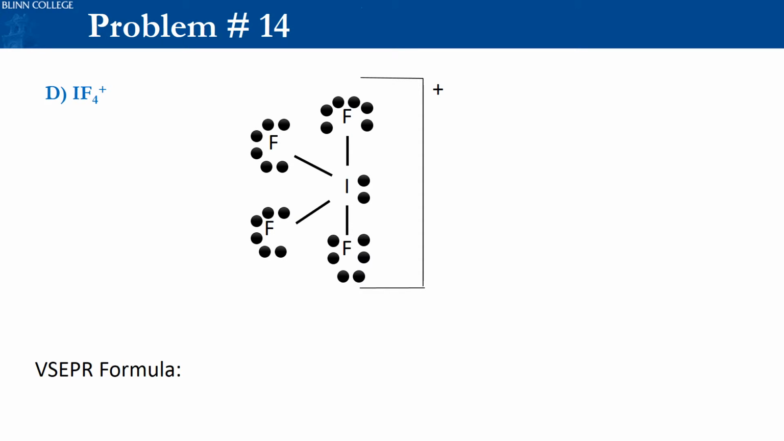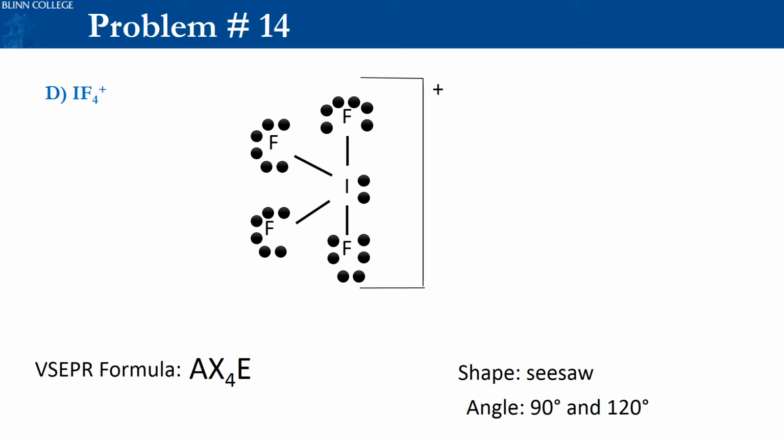It has a VSEPR formula of AX subscript 4E, A for the central atom, X subscript 4 because there are 4 atoms attached, and it has 1 lone pair. This results in a seesaw shape, and it has angles between 90 and 120 degrees.